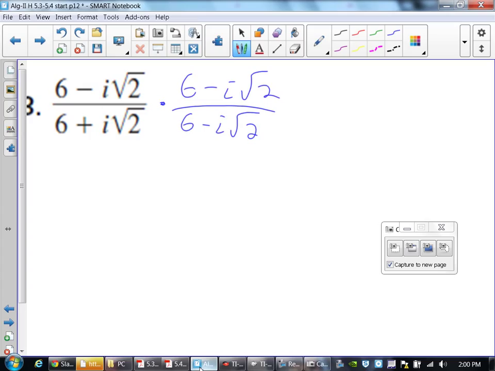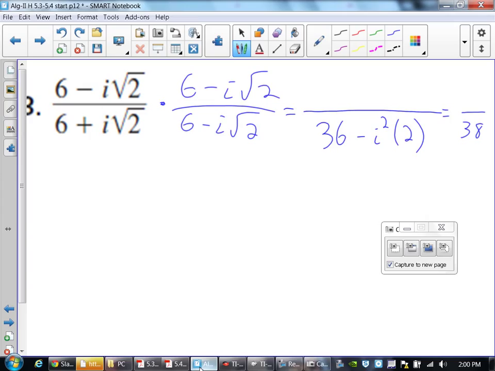Anyway, so you go to FOIL this out. You go to FOIL out the denominator. Just be careful. You wind up with 36 minus i squared times 2. Normally I would put that i first, but since it was in front, see how I'm doing there? i times i is i squared. Root 2 times root 2 is 2. This becomes 36 plus 2. So the denominator is 38. Okay?